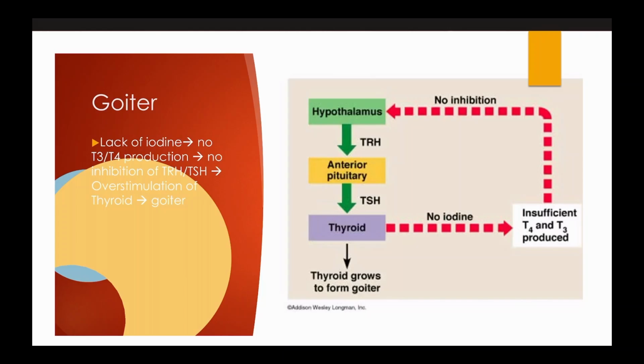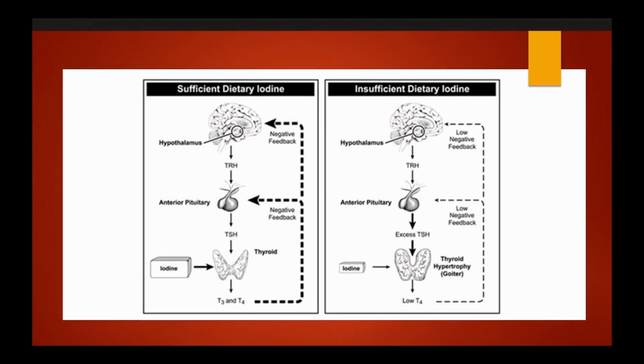So with lack of iodine, we don't make enough T4, T3, therefore there's no negative feedback on the hypothalamus. So TRH goes up, TSH goes up, all in the hopes of trying to get our thyroid levels up. With sufficient dietary intake, again, we have enough iodine to make all of the thyroid hormone that we need, so our negative feedback is still there and we're okay. When you're insufficient with dietary iodine, you don't have enough thyroid hormone, so that negative feedback is gone. So TRH increases and TSH increases.